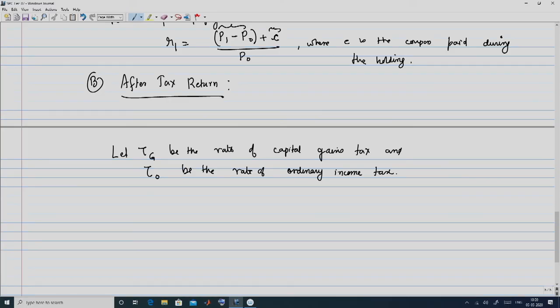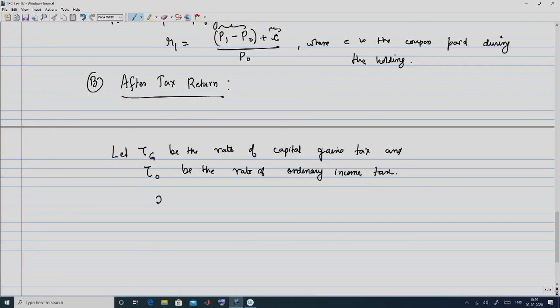And tau O is the rate of ordinary income tax. So, basically this is the tax rate that is applicable to your regular income, and dividends are considered as regular incomes. So, accordingly we now need to modify the rate of return to incorporate these two tax rates. So, as before, the rate of return R is going to be P1 minus P0 plus your D1 divided by P0.